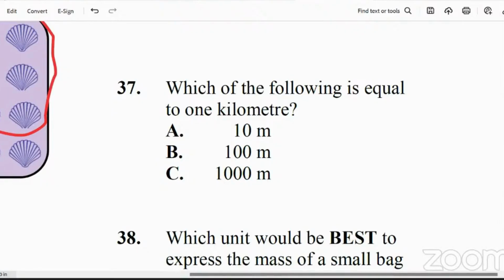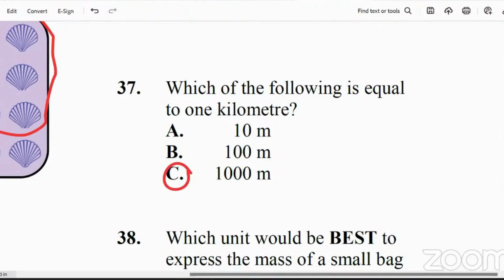Which of the following is equal to 1 kilometer? All right, so is it that 10 meters is equal to 1 kilometer, 100 meters equal to 1 kilometer, or 1,000 meters equal to 1 kilometer? The answer is C, 1,000 meters equals 1 kilometer.